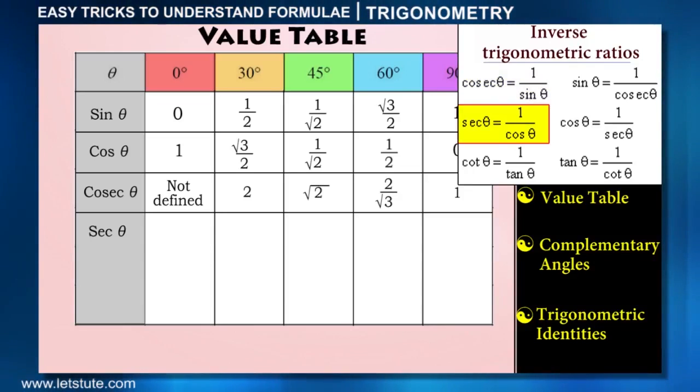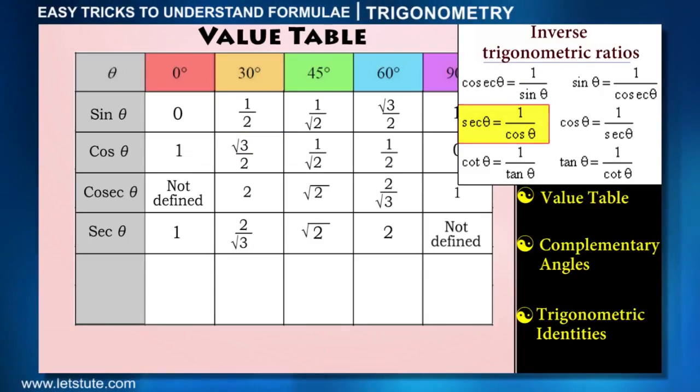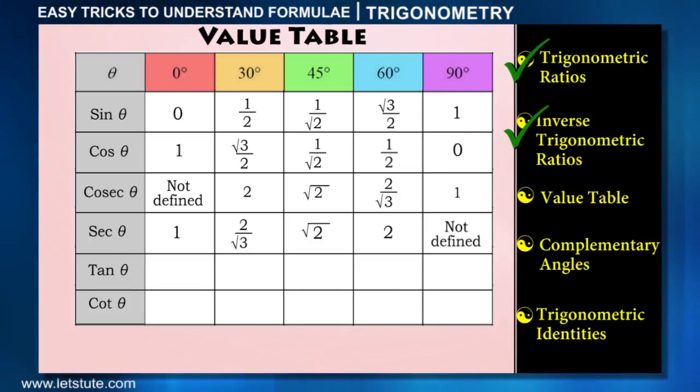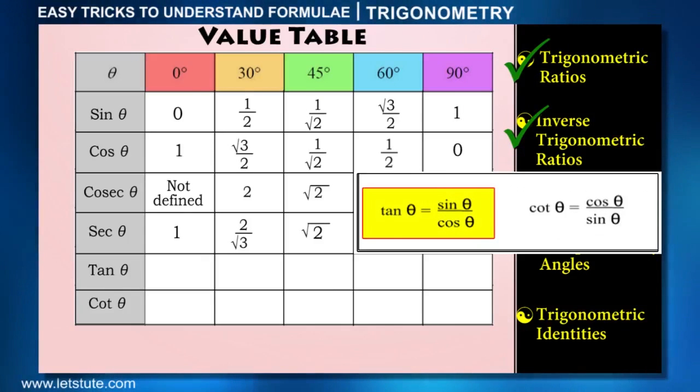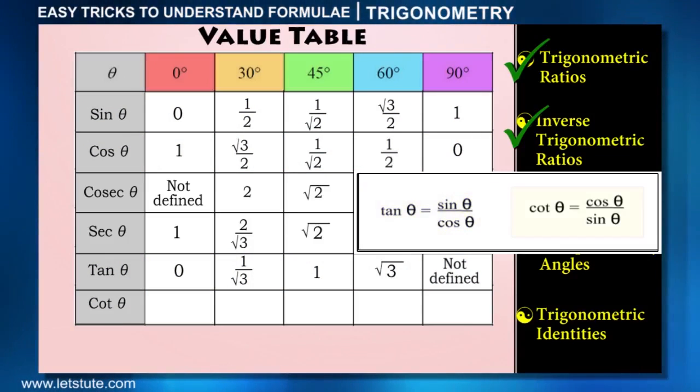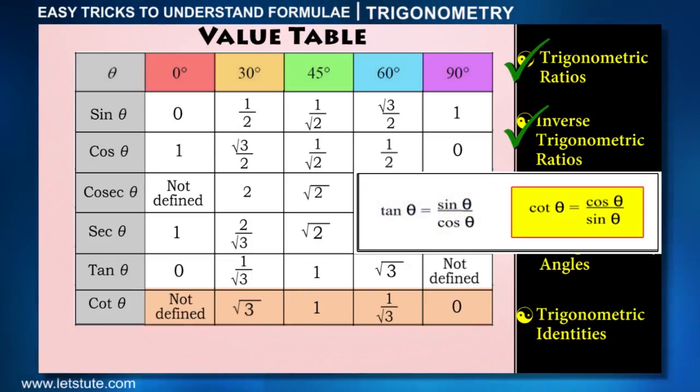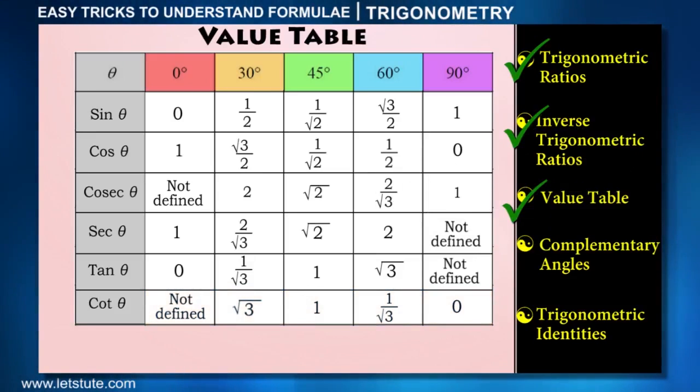Next we know sec is inverse of cos, so similarly sec can be obtained by inverting the cos ratio. Now only tan and cot are left, and we also know that the ratio of sine and cos is tan. So we divide the value of sine by the value of cos to get the values for tan. Tan and cot are inverse trigonometric ratios, so once again by flipping the tan ratio we get the values for cot. And you can see the value table is completed. I hope this was easy for you.